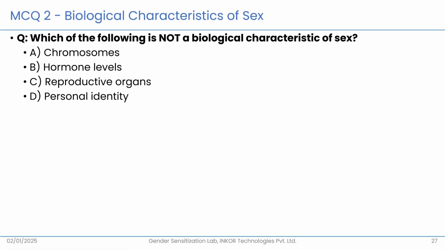Here's another question. Which of the following is not a biological characteristic of sex? Your options are: A. Chromosomes, B. Hormone levels, C. Reproductive organs, D. Personal identity. Think about which one does not relate directly to biology.